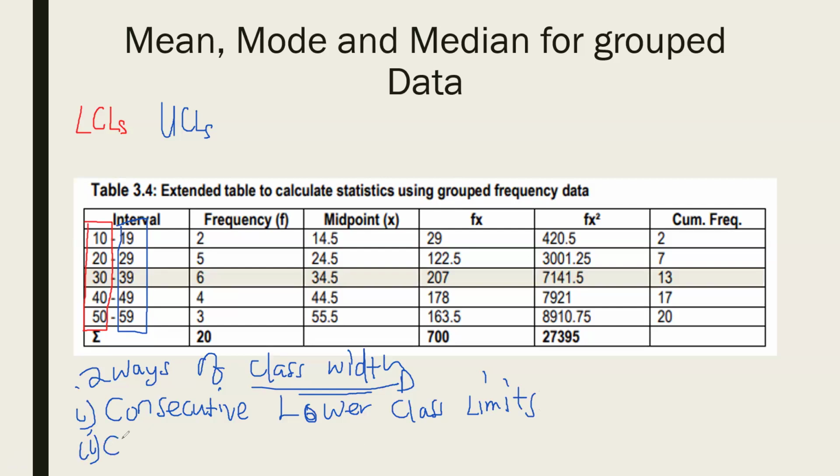So the next one is consecutive upper class limits. All right, what am I saying? Let's start with the first one, consecutive lower limits. So these classes are consecutive. This class and this class, they are consecutive or neighboring. So the other name for consecutive, you can put neighboring.